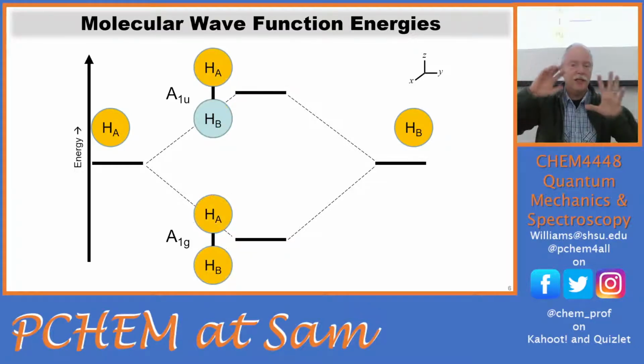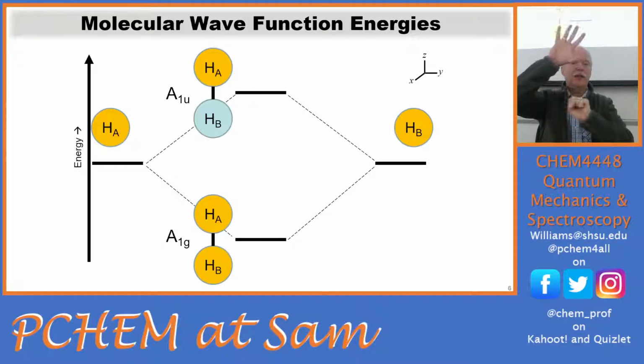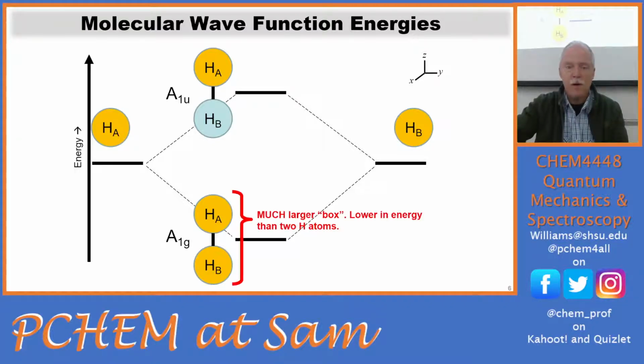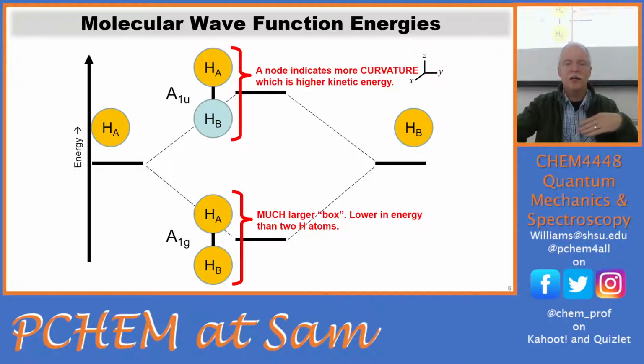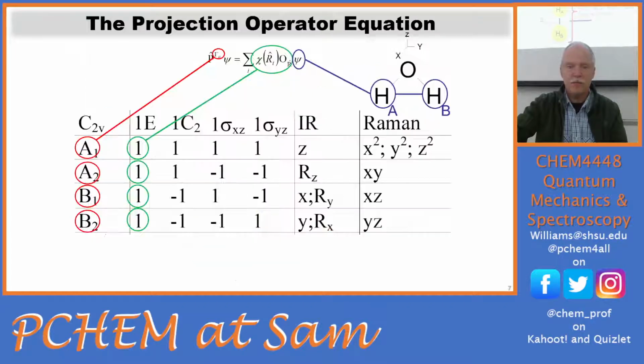Remember, those colors indicate oscillation or expansion and contraction. One time they're expanding together and contracting together, and that's the A1G motion. The other is they're expanding and contracting at different times. They're out of phase with each other, and that's the A1U motion. It happens to be along the Z-axis, and so that A1U also has Z symmetry. And like we said before, the much larger box for that molecular orbital drops its energy, and then the higher curvature of the other one increases its energy.